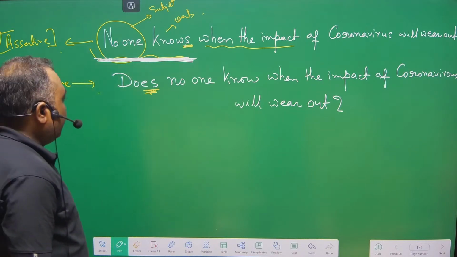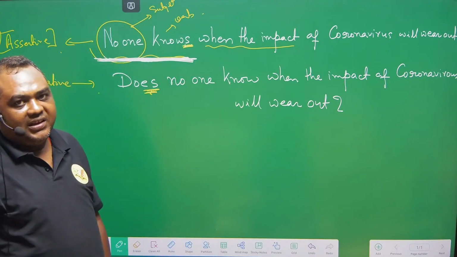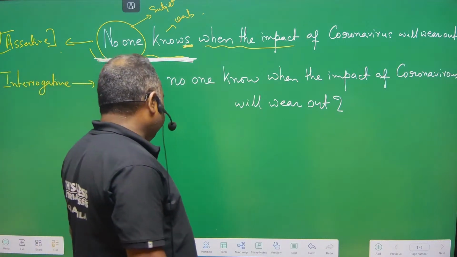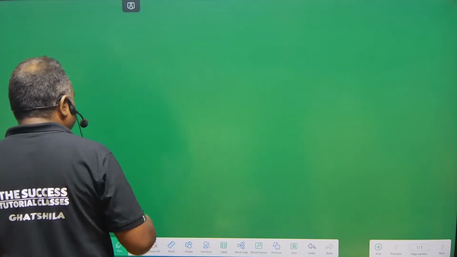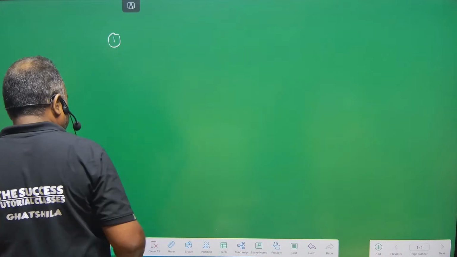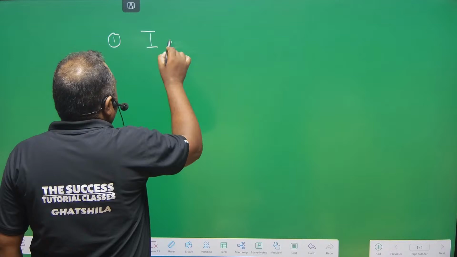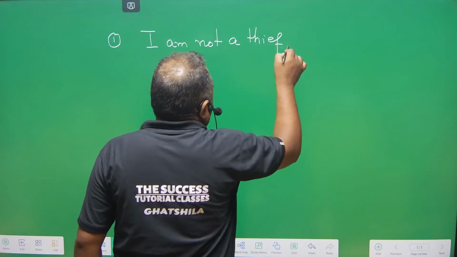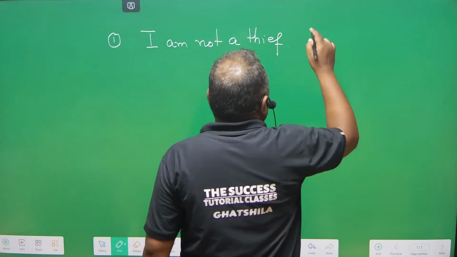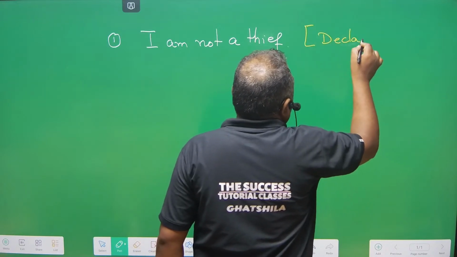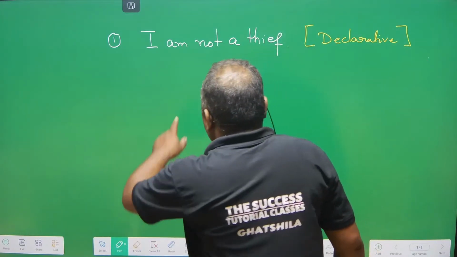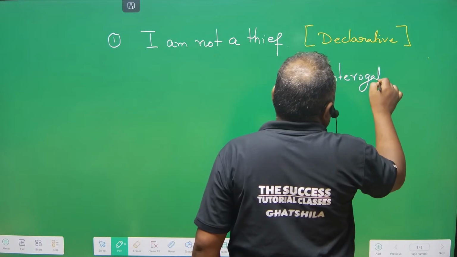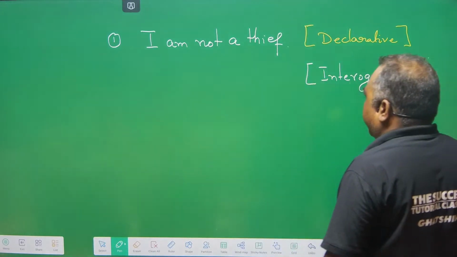So, here I will write some sentences in assertive form and all of you have to change them into interrogative sentences. Okay? So, number one sentence: I am not a thief. Full stop. I am not a thief. So, this one is a declarative sentence. Convert it into interrogative form. I am not a thief.